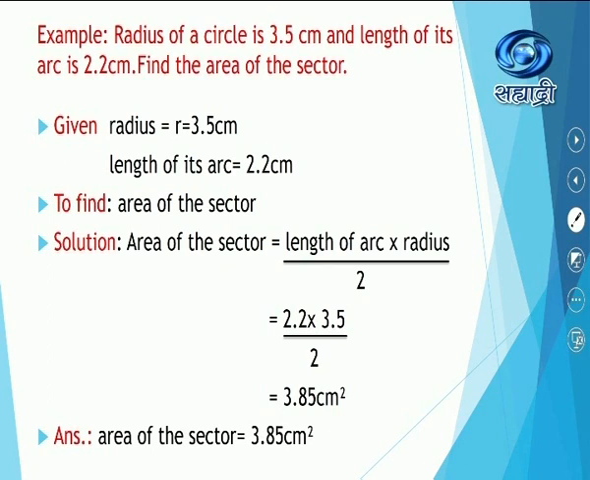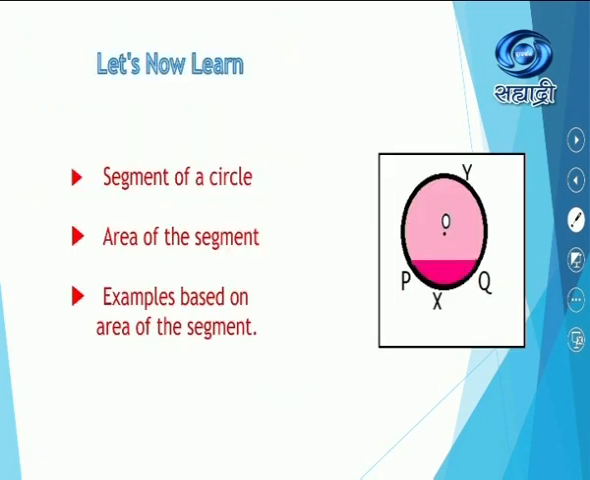So thus, when the length and radius are given to you, you can find out the area. Any two factors, that is area, length and radius, amongst these three, any two factors are given to you, you can find out the third factor. Now, let's learn some more concepts. Segment of a circle, area of the segment, and examples based on the area of the segment.